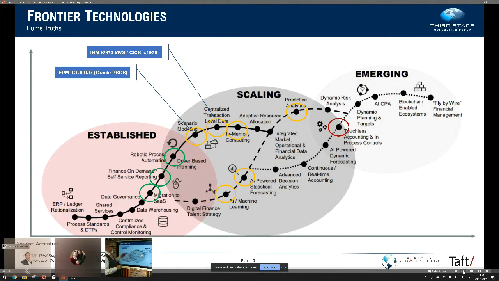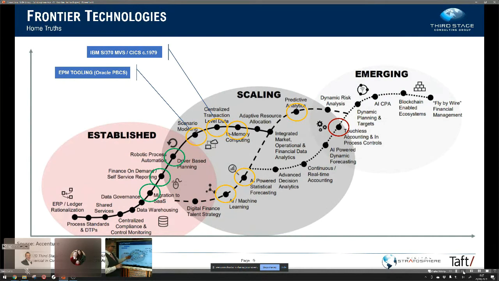And then you start to go into what they call scaling. We are seeing EPM tooling doing scenario modeling, so PBCS or Jedox or Artificial Intelligence or any one of those. We are getting centralized transaction level data. Well, yeah, we are, but we had that in 1979. It was called KICS and it ran on an IBM mainframe. So again, I'm not sure that really qualifies as emerging technology.